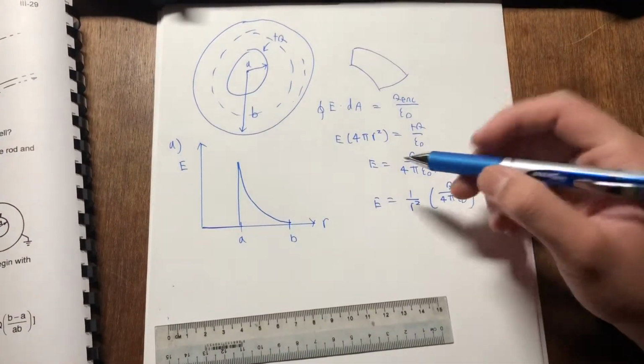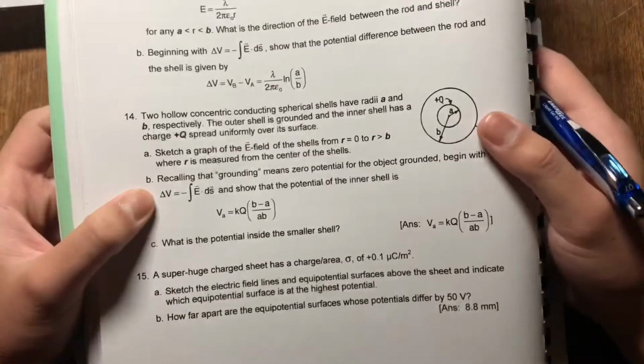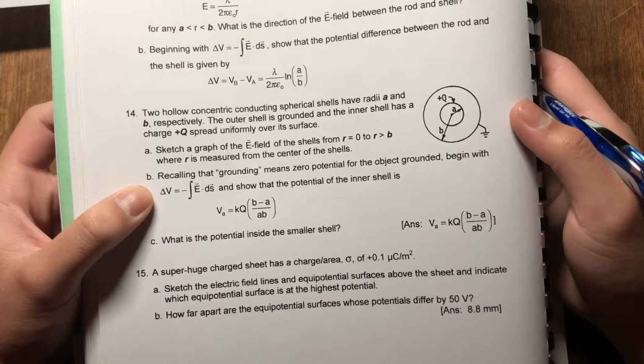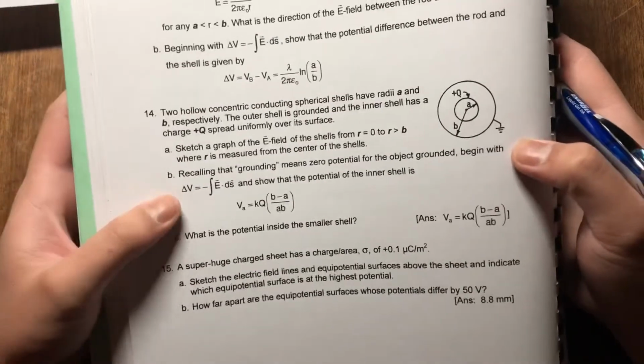And that's part A. This is your graph. Okay, let's do part B. Recalling that grounding means zero potential for the object grounded, begin with this and try to get that. So let's begin with this.